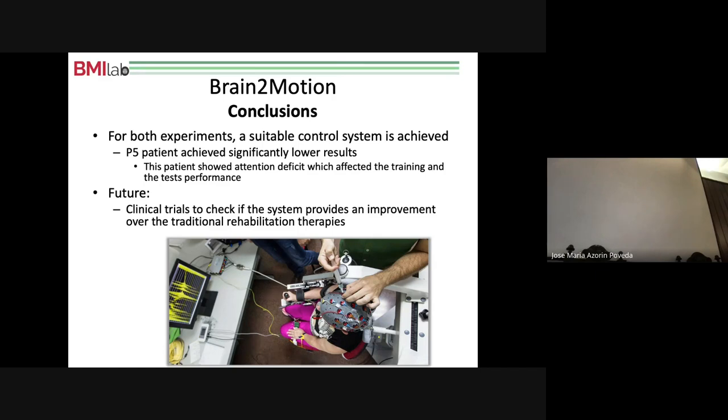Anyway, we have checked that the system can be used by patients, but we are not saying that this is better than traditional rehabilitation. We don't know yet if this is better than actually moving the arm of the person by a therapist, for instance. So we have to do clinical trials in order to check if the rehabilitation is better, because maybe it's faster or maybe we are recovering more function.